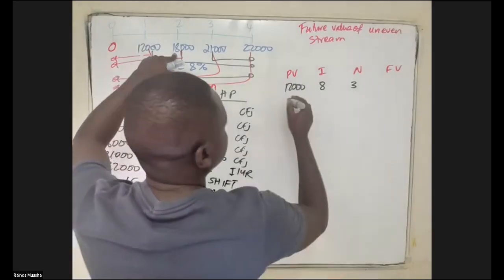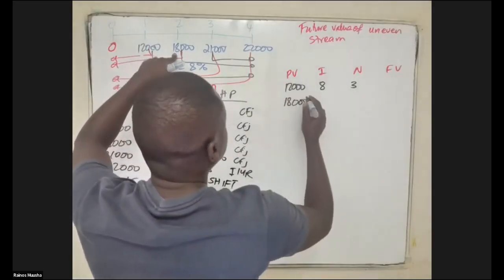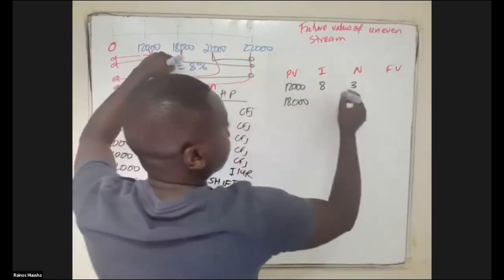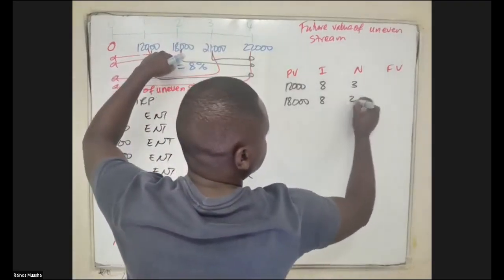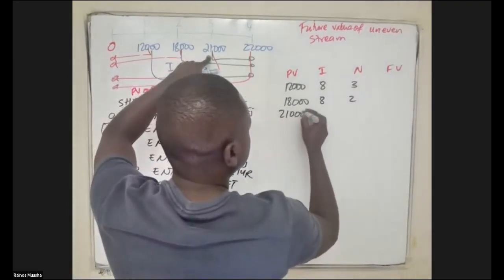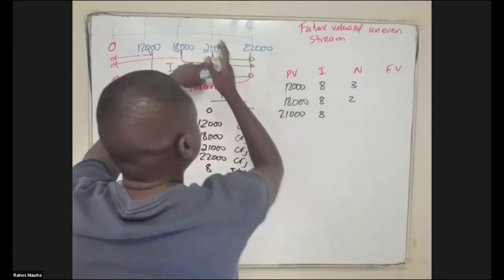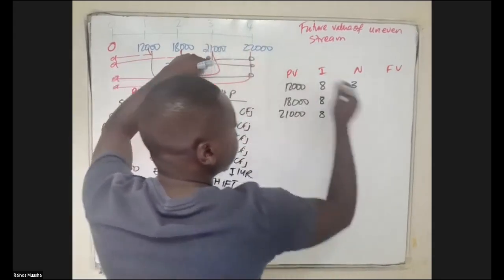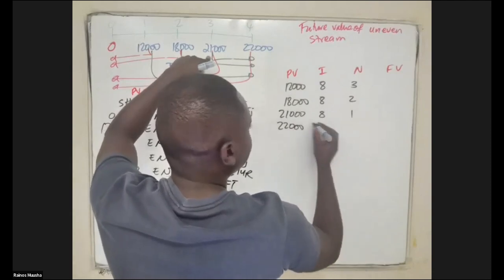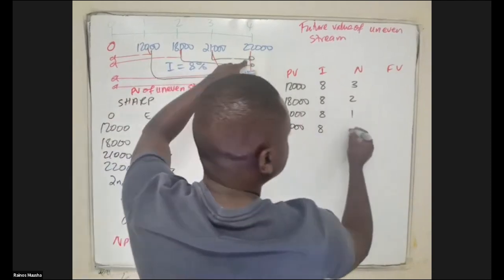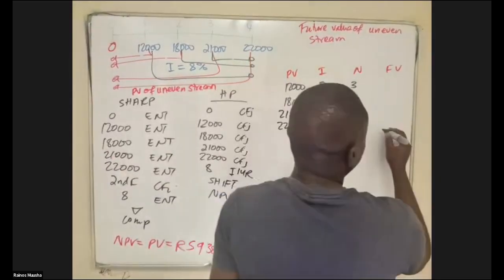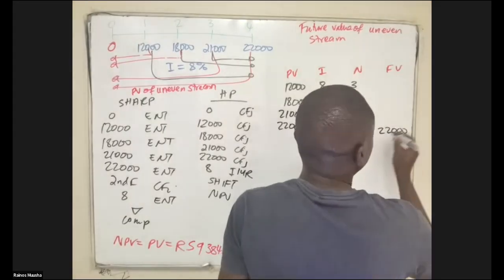The same with the 18,000. If you receive the money here, you're going to have 2 full years to invest. So you're going to be earning interest, but you're investing for 2 years. The 21,000, you're going to be earning 8% interest, but you're going to have 1 full year to invest. Then the 22,000, you're going to be earning 8% interest, but it's already in the future, so you have 0 years to invest. So we already know that this remains as 22,000. It's not going to change.